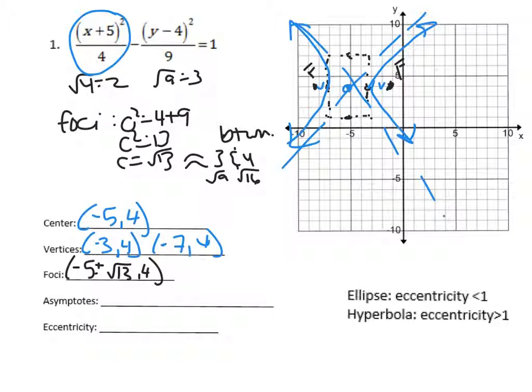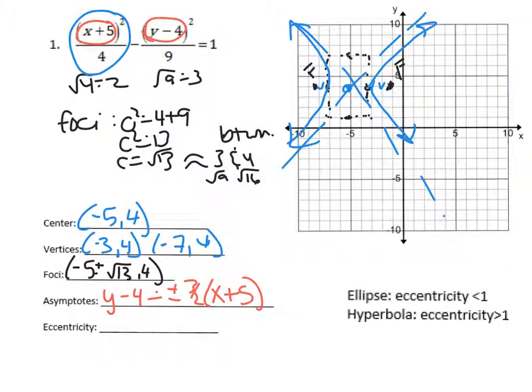My asymptotes, take the y part, plus or minus, and then I have to do rise over run. So from here, just do the rise over run of the box. So I'm going up 3 over 2, so my slope is 3/2, and then take the x part. Remember not to take any of the squares because this is the equation of a line.